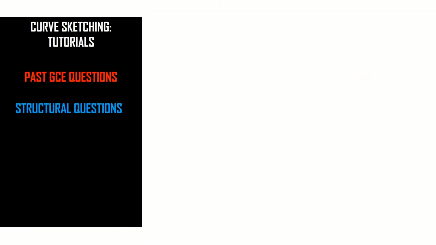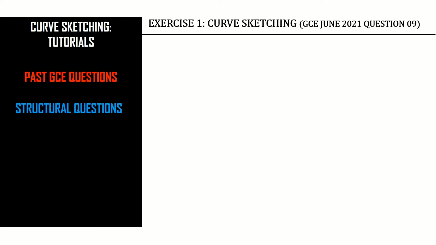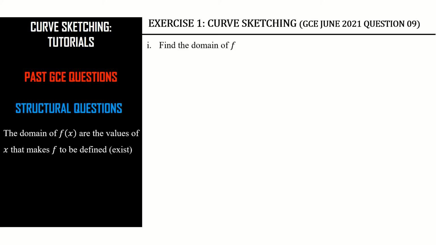Alright, so let's begin with the solution to Roman 1. Roman 1 is asking us to find the domain of f. So let's first start by defining what the domain of the function is. The domain of f of x are the values of x that make f of x defined, or that make f of x exist. Now our f of x has been given as the ln of 4 minus x squared. So generally, when is the ln function defined? For the ln of g of x to be defined, g of x should be greater than 0.